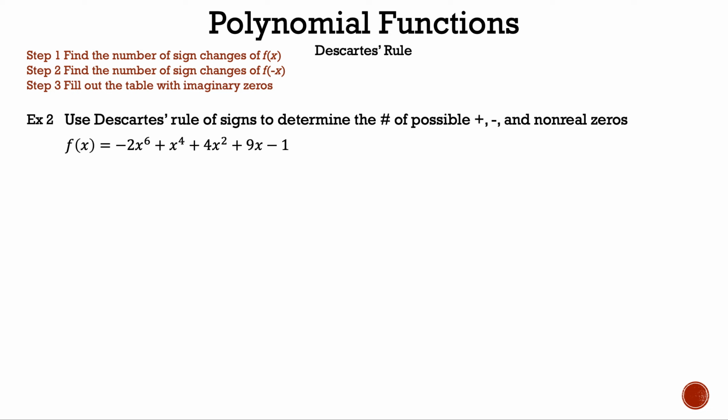Now, let's read the question. Use Descartes' rule of signs to determine the number of possible positive, negative, and non-real zeros, where we have f of x is equal to negative 2x to the 6th plus x to the 4th plus 4x squared plus 9x minus 1. First, let's determine the number of possible positive zeros.